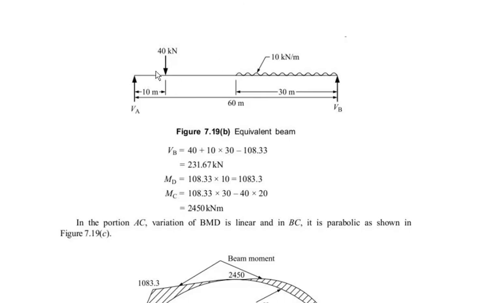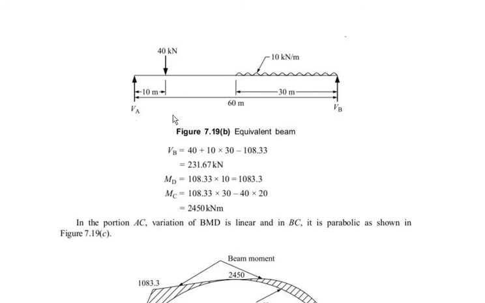So this is our equivalent beam. So this is the point A, this is the point B, and this is the point C, and let's call this point as point D where this 40 kilonewton concentrated load is acting. So remember these points A, B, C and D, which is not marked in the figure. So here first of all let's calculate the values of VA and VB.